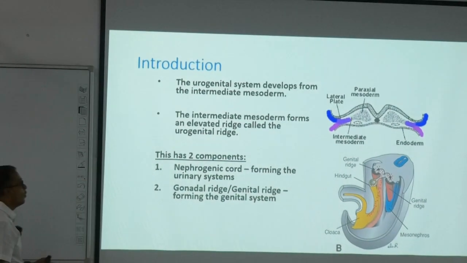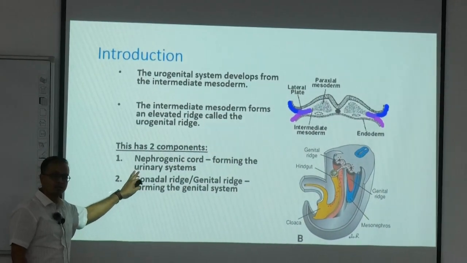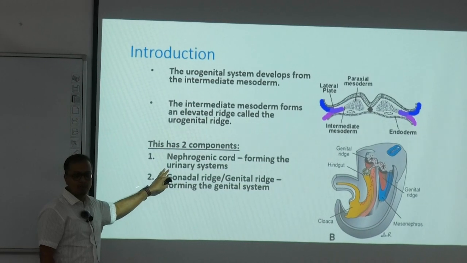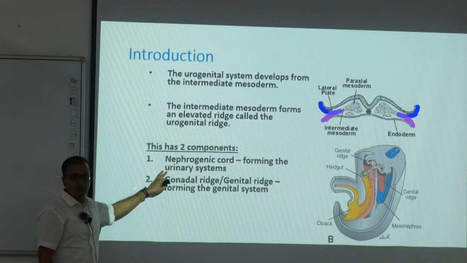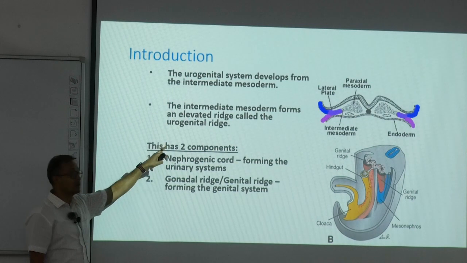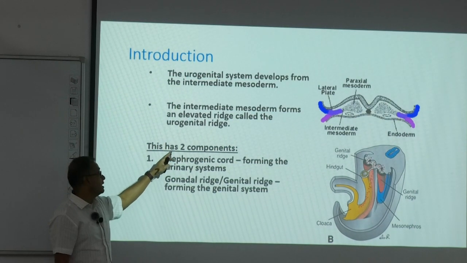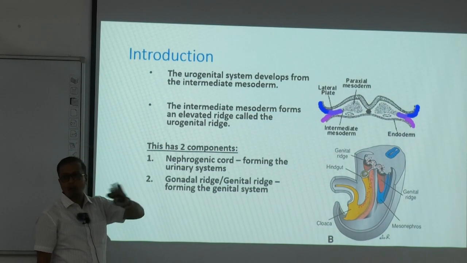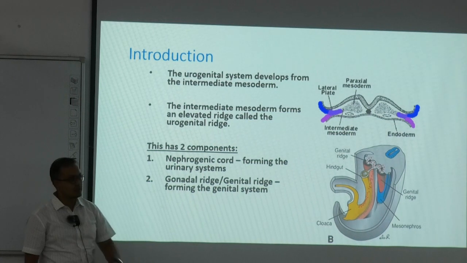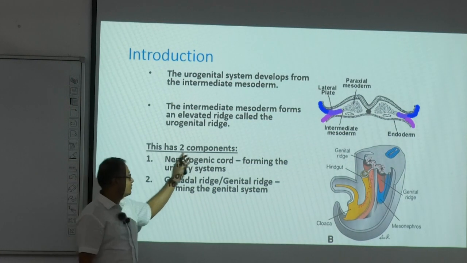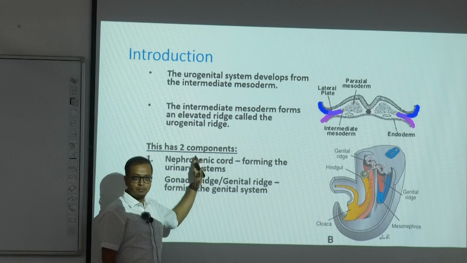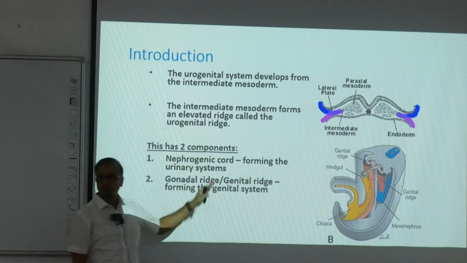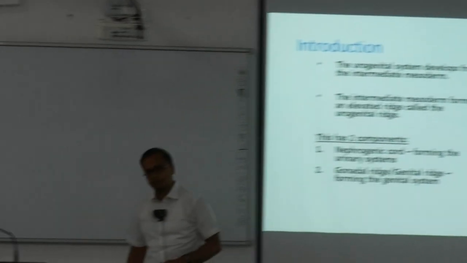So this is the oldest form of the developmental source of the kidney: mesoderm, intermediate mesoderm, and the bulge which is known as the urogenital ridge. The urogenital ridge transforms into two parts. One is known as the nephrogenic cord. Now this nephrogenic cord is the old source of the kidney system.